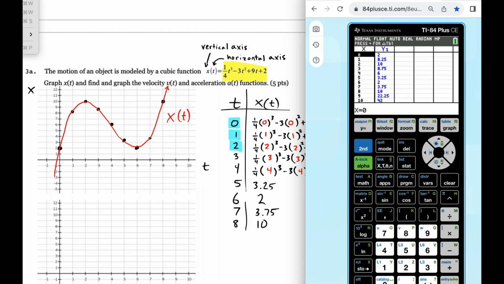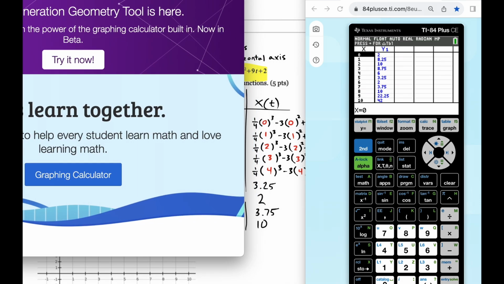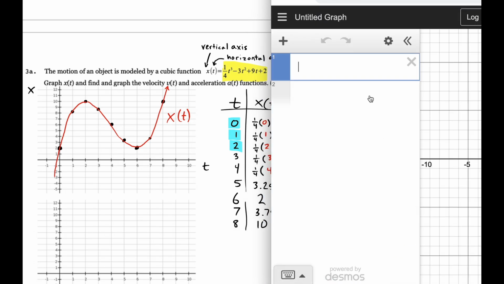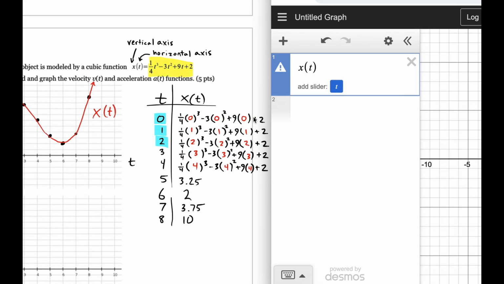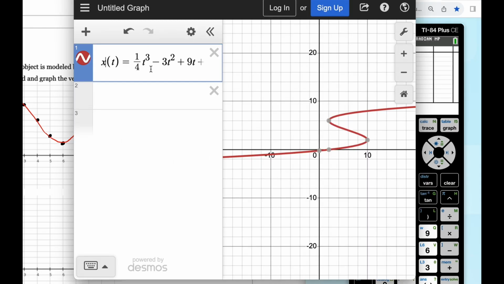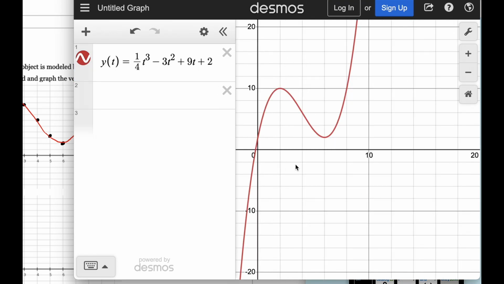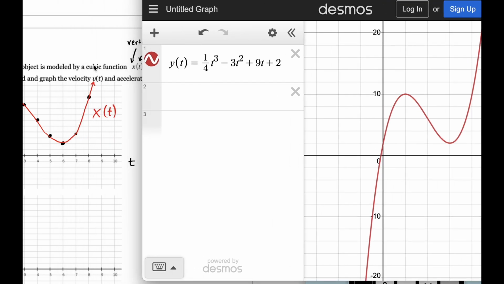If we had access to an app such as Desmos.com, we can do it very quickly here just by typing in the formula. But with Desmos, you can't type in x of t because Desmos just assumes that x is the horizontal. See, if you do x, it's not giving you the right graph because it's assuming that x is the horizontal variable. So if you just change it to y, then you'll get the correct graph that you're looking for. But anyway, okay, so that is graphed.